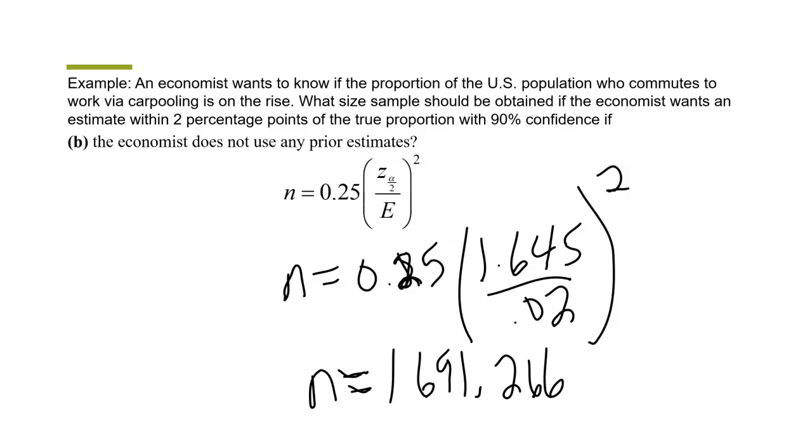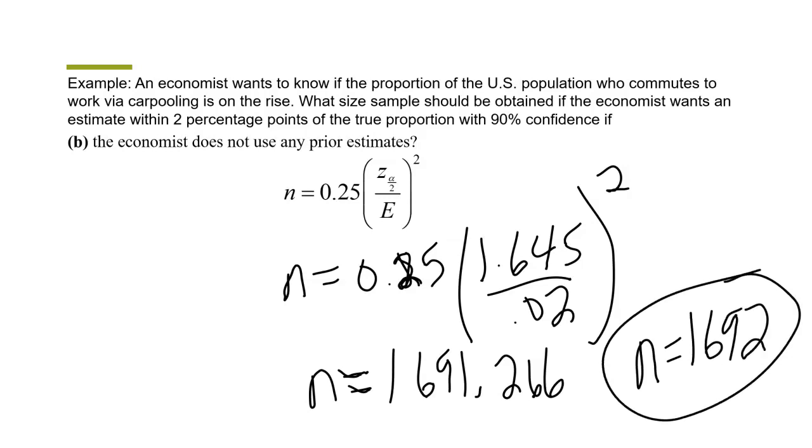You always round that up, so your n would be 1,692. He would have to collect responses from 1,692 people from the population. Notice that more than doubled. It was 609 in the last one using a prior estimate, but without a prior estimate you have to collect more responses, which makes sense. You need a lot more responses to make sure you capture the true population parameter.